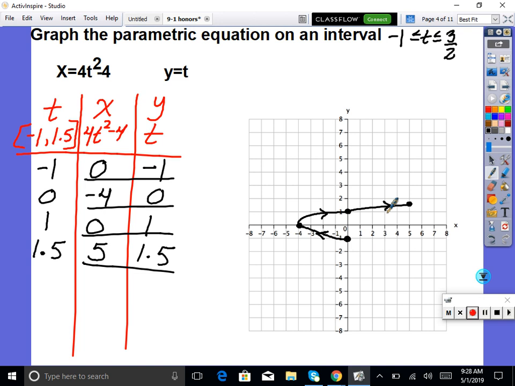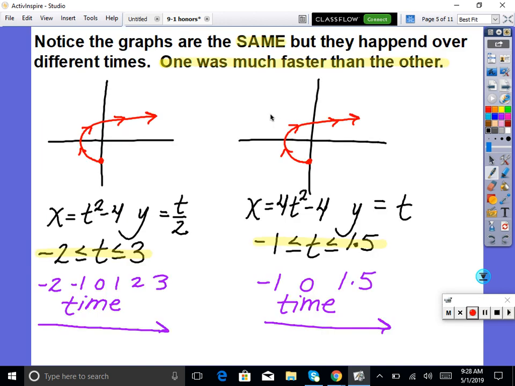So I'm going to put those two graphs right next to each other so that you guys can just see what happened here. We had two parametric equations with different intervals of time. Now, isn't this interval of time from -2 up to 3 much longer than the interval from -1 up to 1.5? Yeah, it's a longer interval of time. Now, we had different parametric equations. So the graphs are the exact same, but they just happen over different time intervals. One happens much quicker than the other. Kind of making sense? Okay, cool.